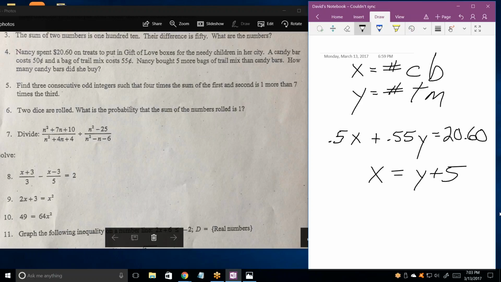Test it. If she bought 6 bags of trail mix, how many bars of candy did she buy? I got it backwards. Excuse me. You were absolutely correct. It's X plus 5 equals Y, because if she bought 5 candy bars, she bought 10 bags of trail mix. And that satisfies that sentence: she bought 5 more bags of trail mix than candy bars.